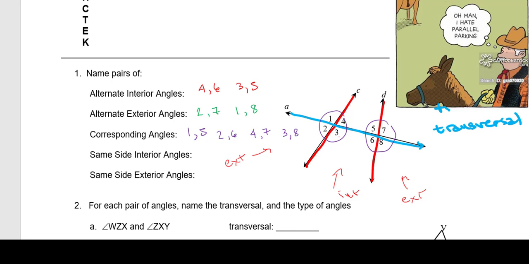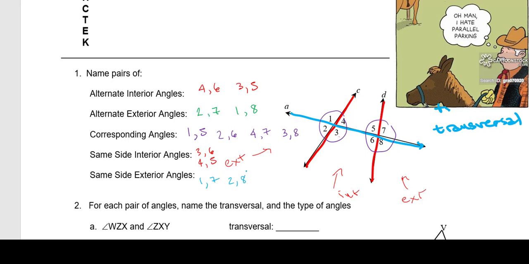Same side interior angles are angles that are in between the two red lines, so they're on the interior, and they're on the same side of the transversal, so like 3 and 6, and 4 and 5 would be same side interior angles. Likewise, same side exterior angles are going to be angles like 1 and 7 and 2 and 8.